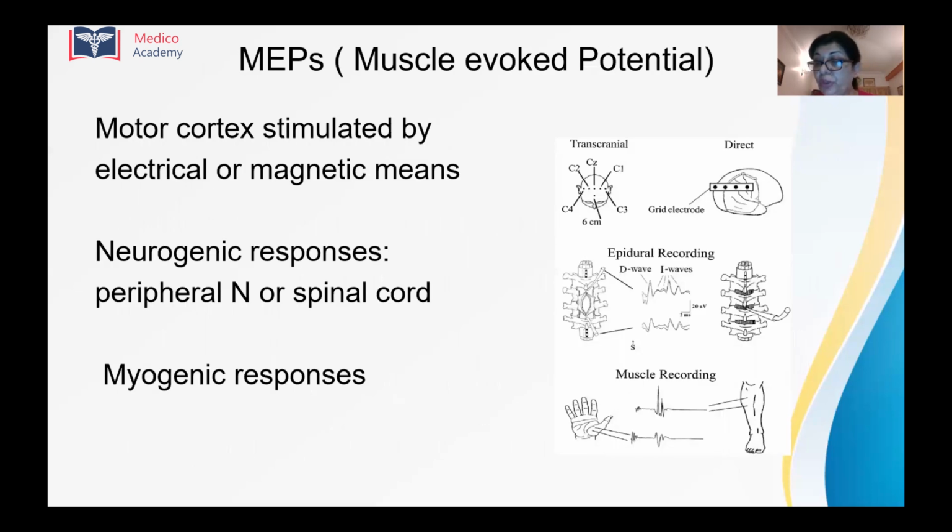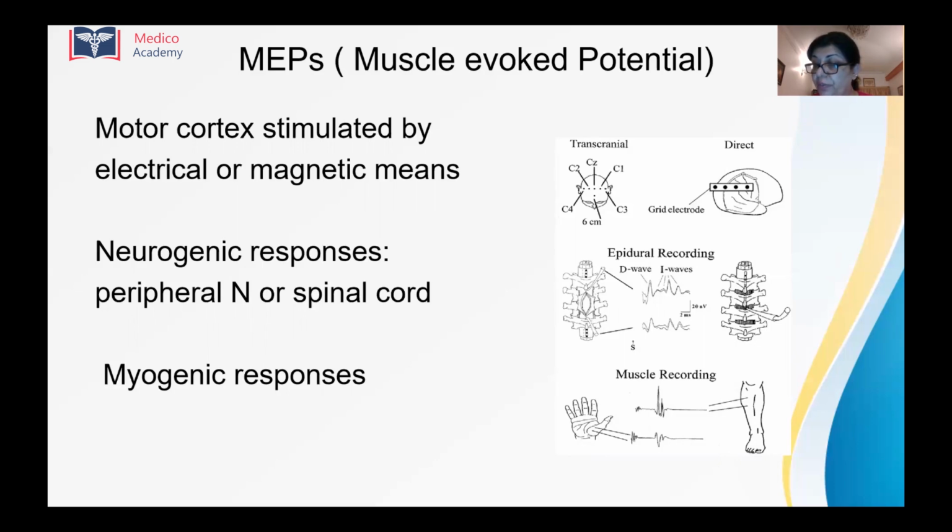Now, the motor evoked potential. The monitoring techniques are subdivided according to the site of stimulation, that is the motor cortex or spinal cord, the method of stimulation, that is the electric potential or magnetic field, and the site of recording, that is the spinal cord, peripheral mixed nerve, or the muscles. Each variation of the technique has advantages and disadvantages. The principle is the same.